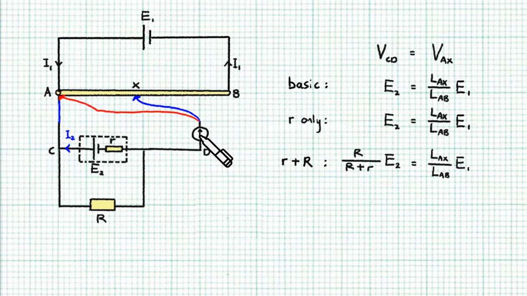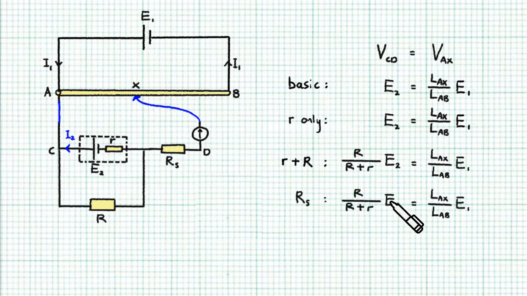So to prevent this from happening, we can add a safety resistor in series with the jockey. So even if we make the tap at the very extreme end, the current is going to be limited by this safety resistor. So how is that going to change our VCD equals VAX equation? Nothing. Nothing changed at all.